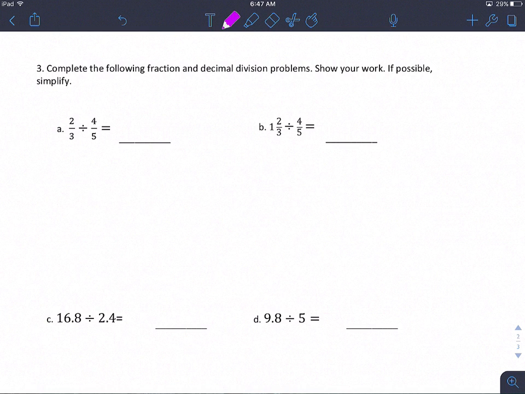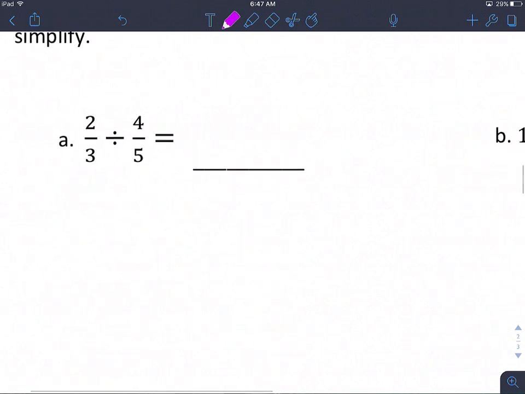Okay, this is number 3 on the end of try to review. And our question is, complete the following fraction and decimal division problems, show your work, if possible, simplify. So let's start with fraction division.